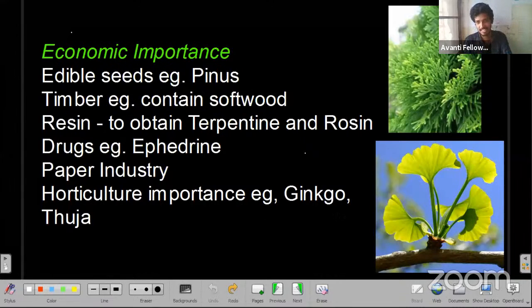Okay, sir, pollen is motile? No, pollen is not motile. No motility. Here there is only pollen tube formation. Okay, so I will write it down also.